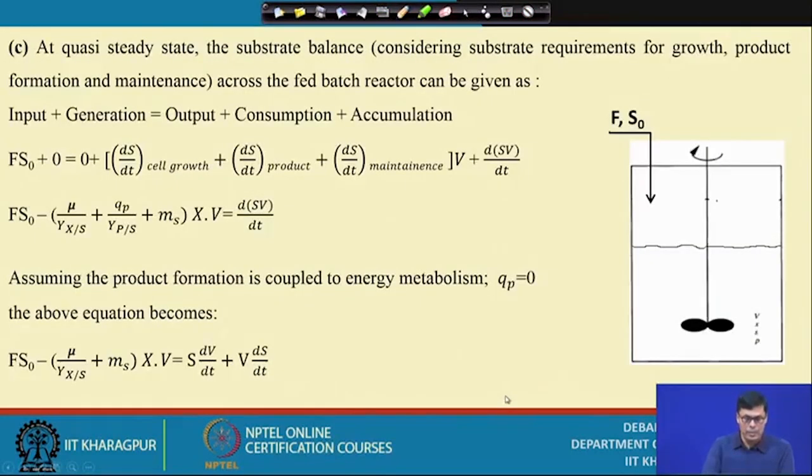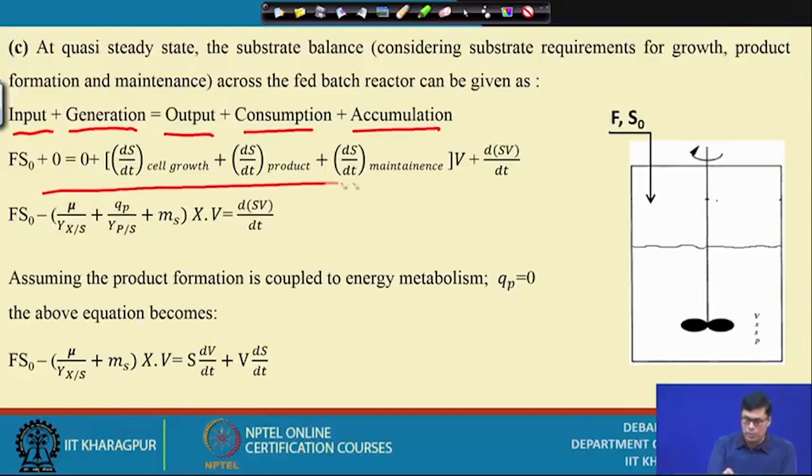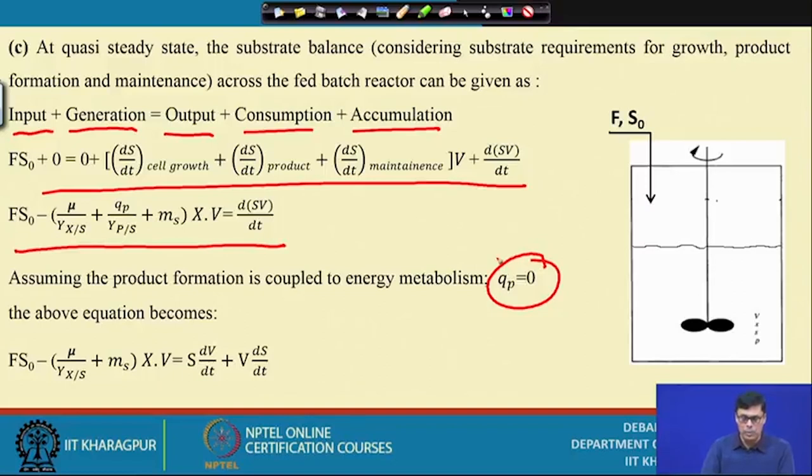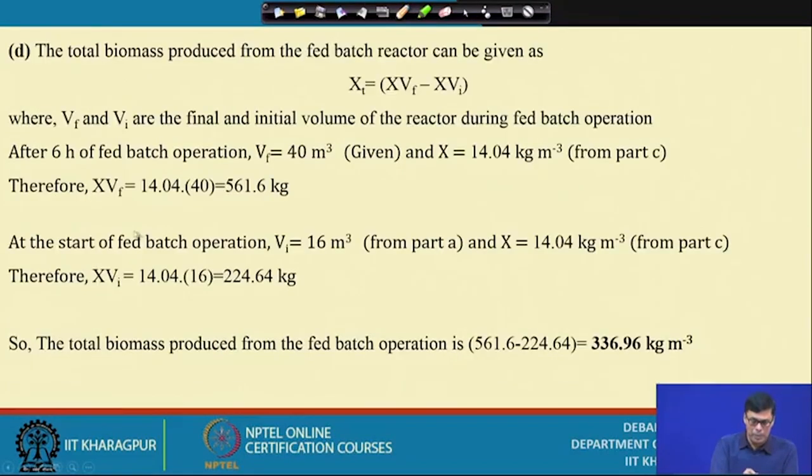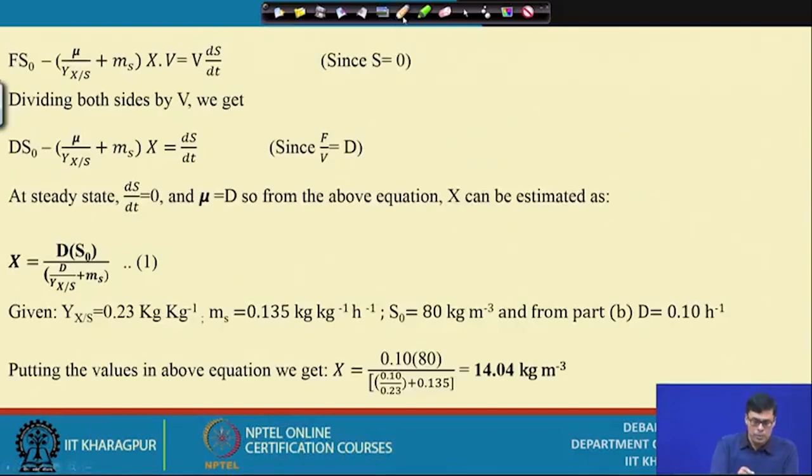Once you know that, the next stage is that we have to do the substrate balance across the reactor. The equation is rate of input plus rate of generation equals rate of output plus rate of consumption plus accumulation. We can write the whole equation like this, and this is the final equation. If we consider Qp, we do not consider anything other than cell mass as a product, so we can assume Qp, the specific rate of product formation, equal to 0. Then our final equation will be this. As steady state condition, the rate of accumulation of the substrate should be equal to 0.